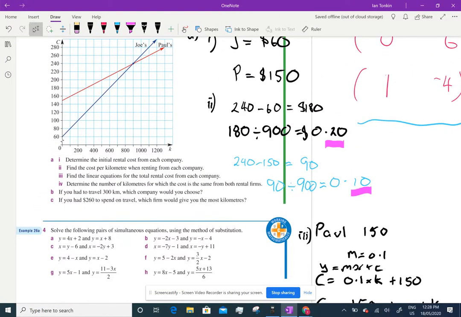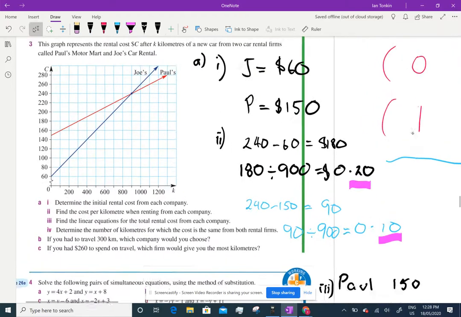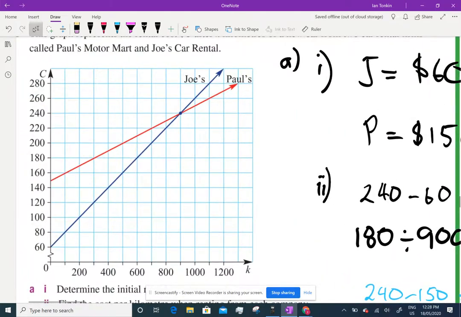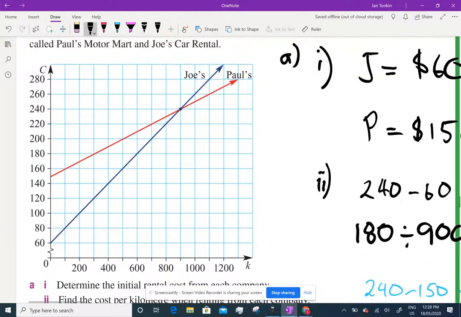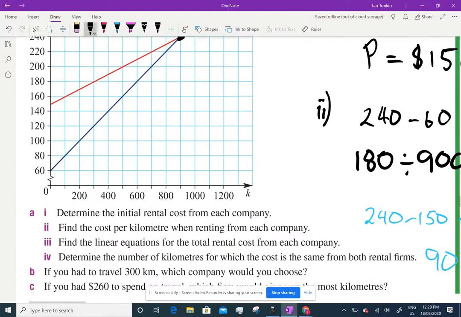I want to talk about this point where they meet, because that's the key. Now, in some cases, they call it the break-even point. Here it would be, well, it doesn't matter which one you use, you're getting the same cost. And that's that point here. So if you're travelling 900 kilometres, it doesn't matter who you use, Joe or Paul, it's going to cost you $240.